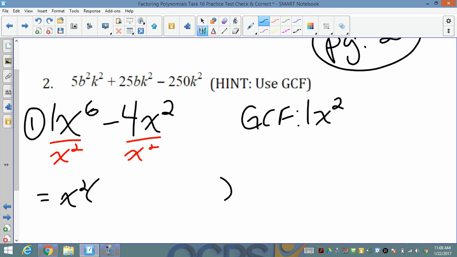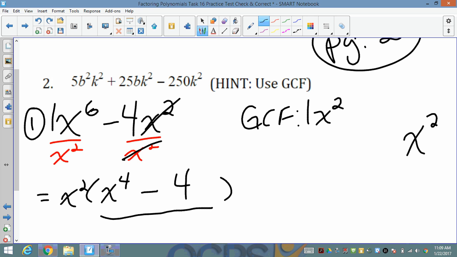So x to the 6th divided by x squared is x to the 4th minus, and then 4x squared divided by x squared, the x squareds are going to cancel, so I'm going to get 4. Now, I should mention that this can actually be factored further. I can factor that down to a difference of squares, but we're not going to worry about it right now because we're more concerned with our quadratics, our x squareds, than with our x to the 4th. We'll do this one in the very near future. Okay, so we're going to call that done.